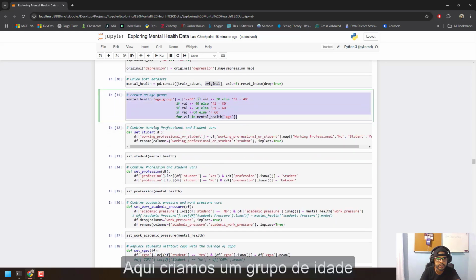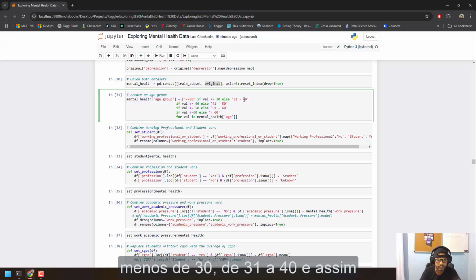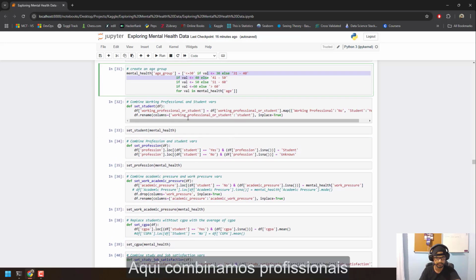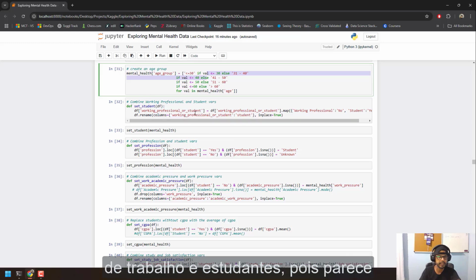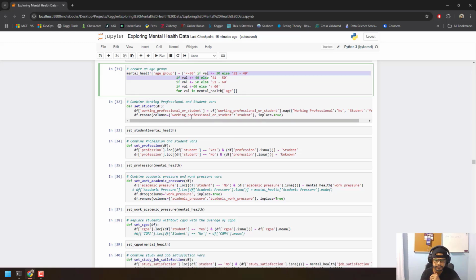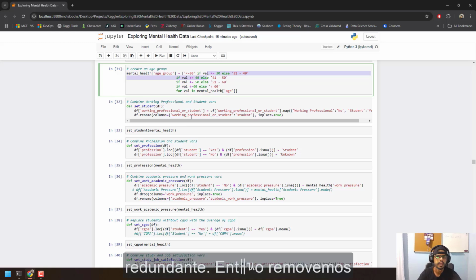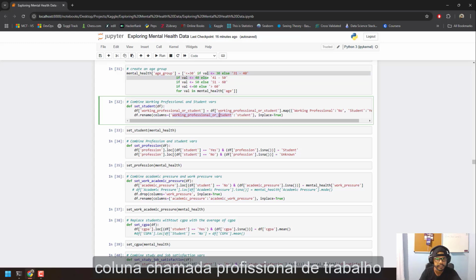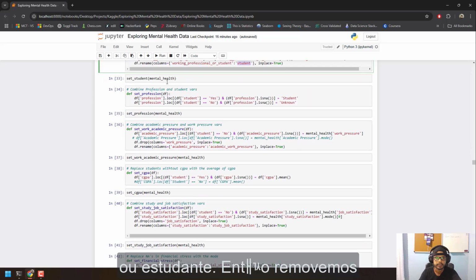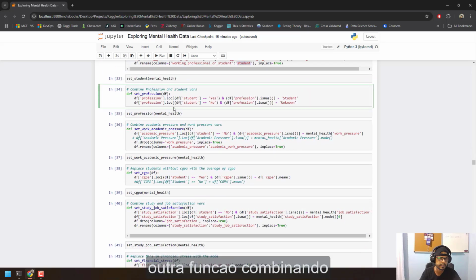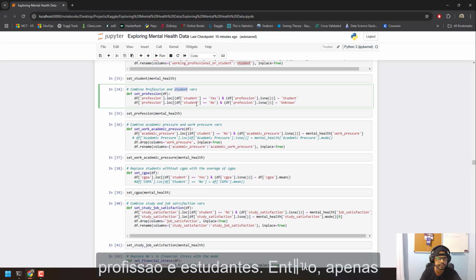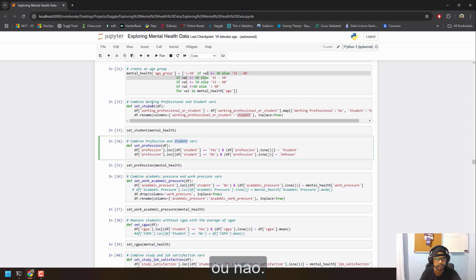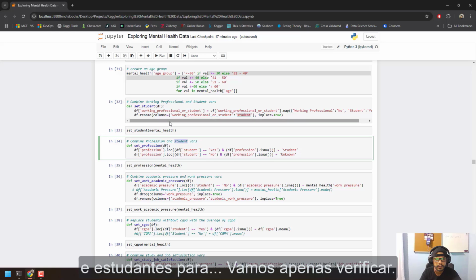Here we created an age group: less than 30, 31 to 40, and so on. So 1, 2, 3, 4, 5, five groups. Here we combine working professional and students, since it seems to be redundant information. So we remove one of these columns and created a new column called working professional or student. We apply this function here, and we created another function combining profession and student. So we just combine working professional, yes or no, and students.